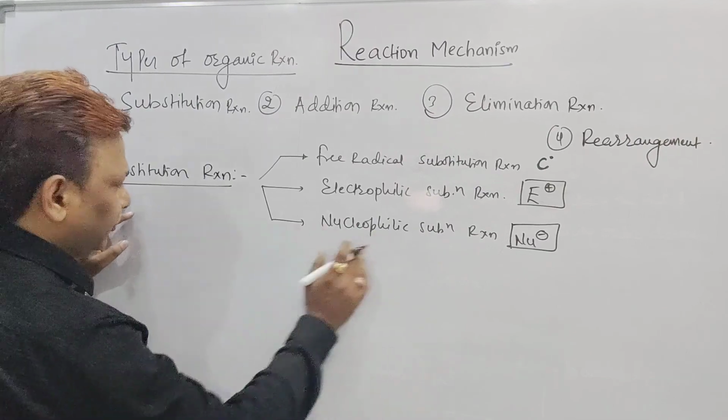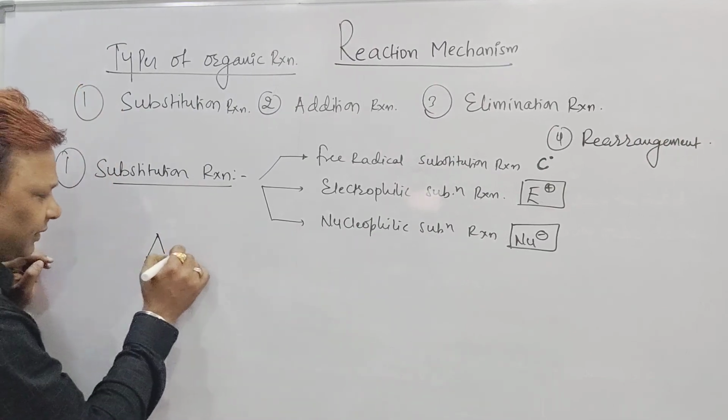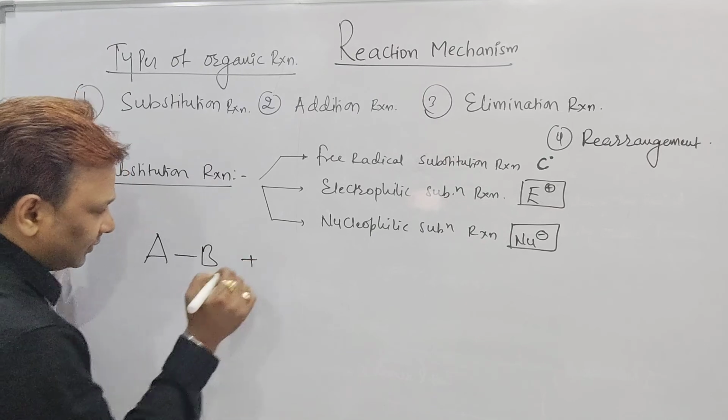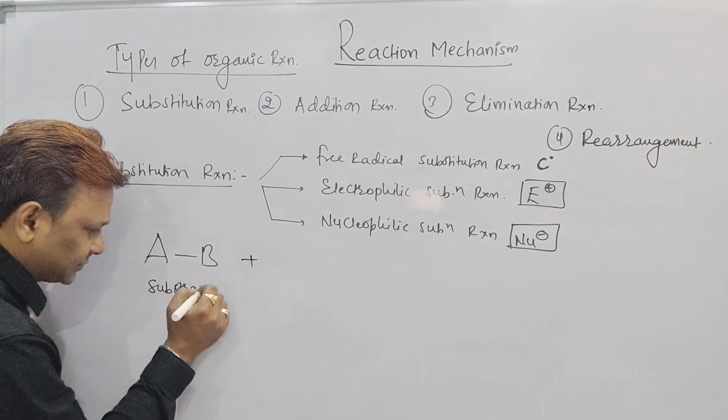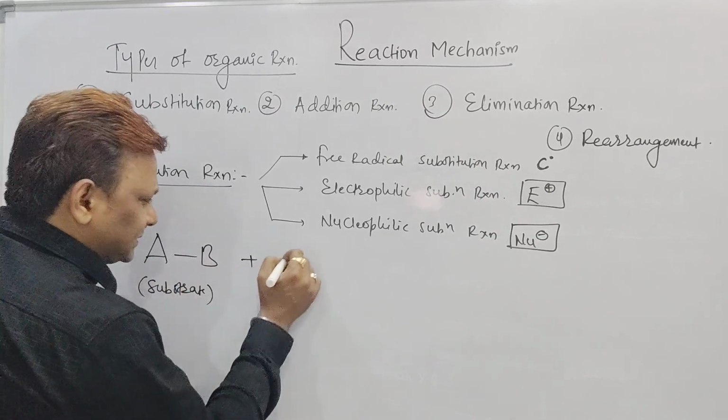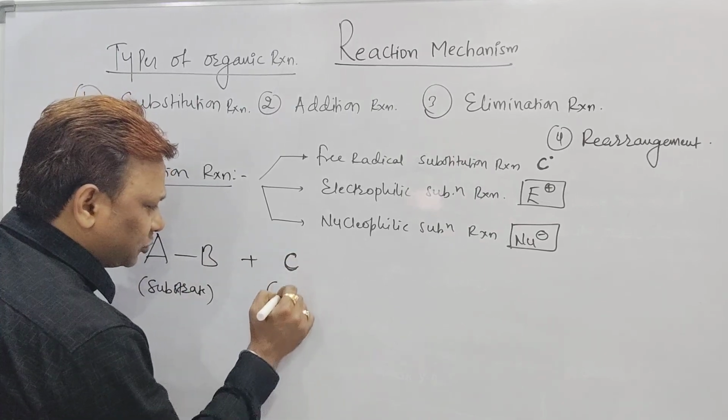Let us say I want to show you an example. I am having A bonded with B. So can we say A bonded with B is called a what? So this is a substrate. But the attacking species is C. Do you know what the attacking species C should be?